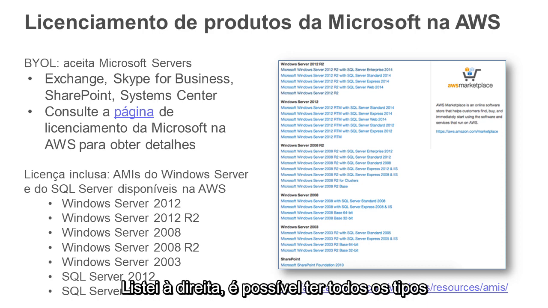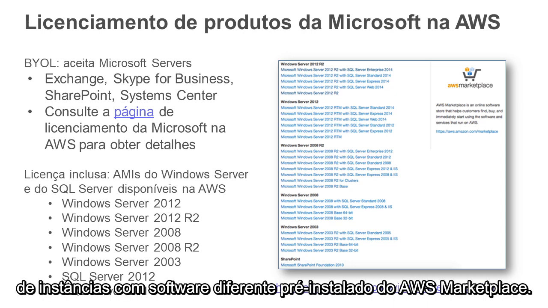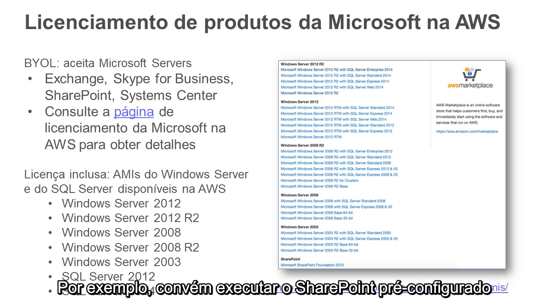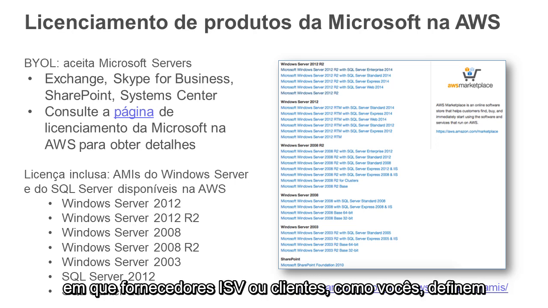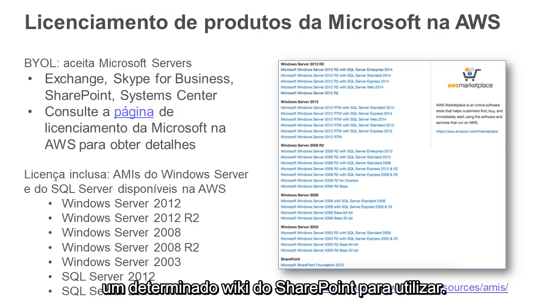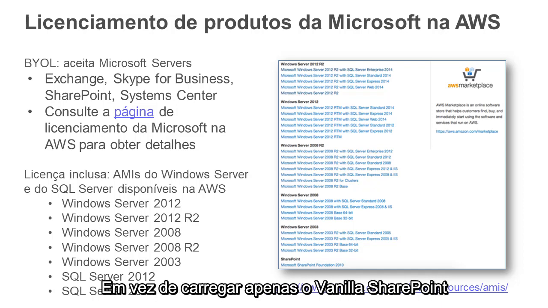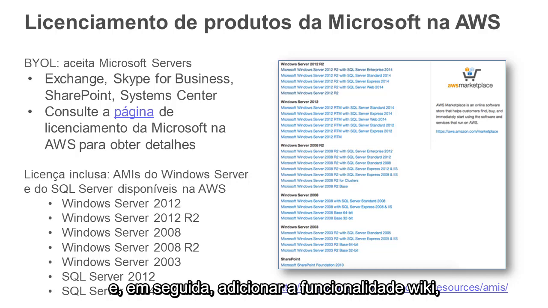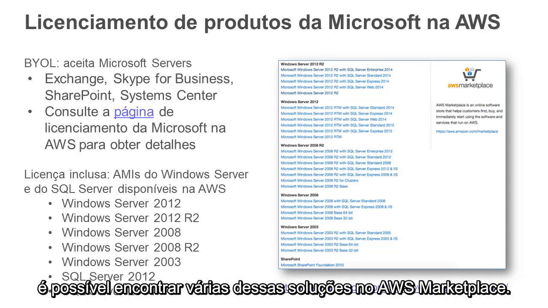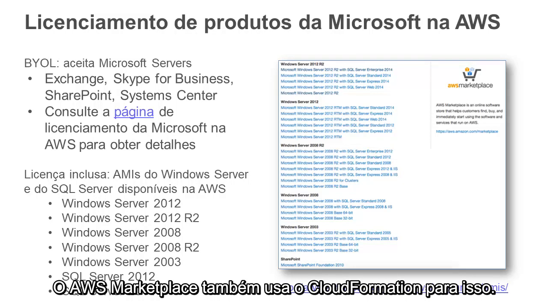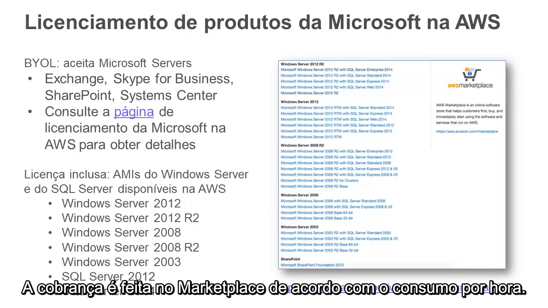And I've listed on the right that you can also get all sorts of instances with different software pre-installed from the AWS Marketplace. You may, for example, want to run SharePoint pre-configured where an ISV vendor or a customer like yourself has set up a particular, say SharePoint wiki that you really want to take advantage of. So rather than loading just vanilla SharePoint and then adding in the wiki functionality, you can find a lot of these kinds of solutions in the AWS Marketplace. And the AWS Marketplace also uses CloudFormation to stand them up. And you'll be billed in the Marketplace on an hourly basis.